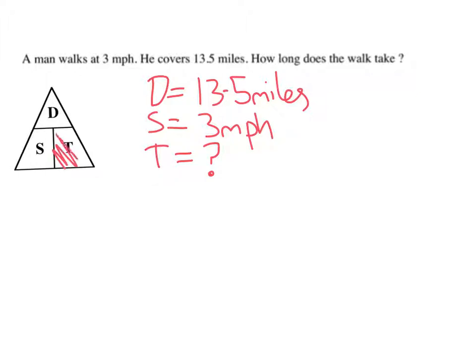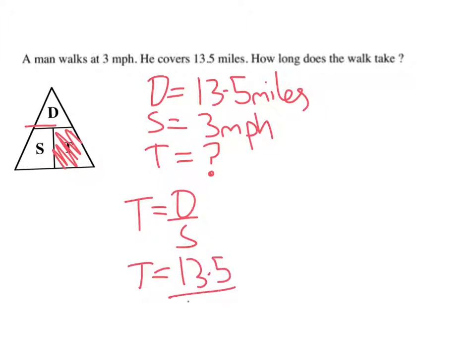So we cover up the one we want, and then it gives us our formula. So time is distance over speed. Substitute in the values that we've got. So we've got 13.5 over 3. Give myself a little bit more room.